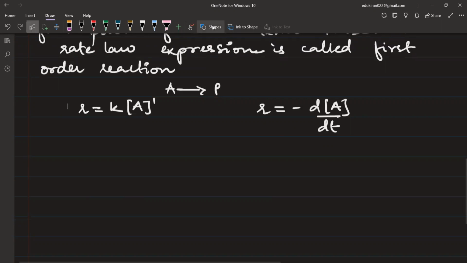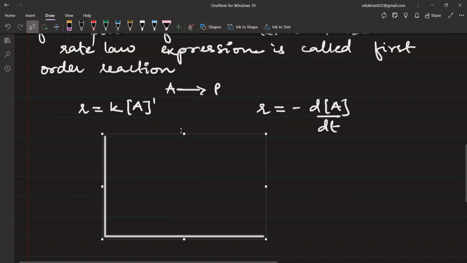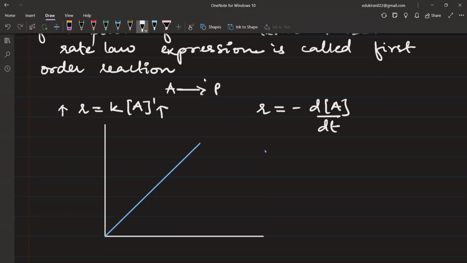Now you can draw a graph between the concentration of reactant and the rate. In this case, we have a graph which looks something like this. As we increase the concentration, the rate is going to increase. So here we have rate, and here we have concentration of reactant.